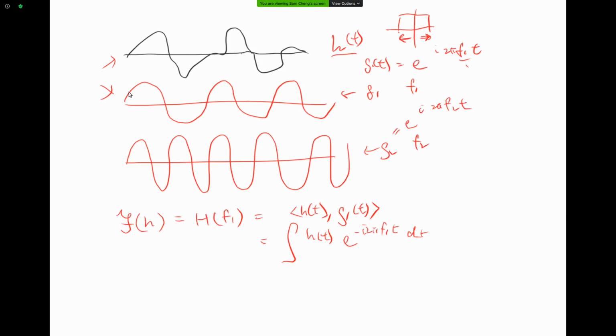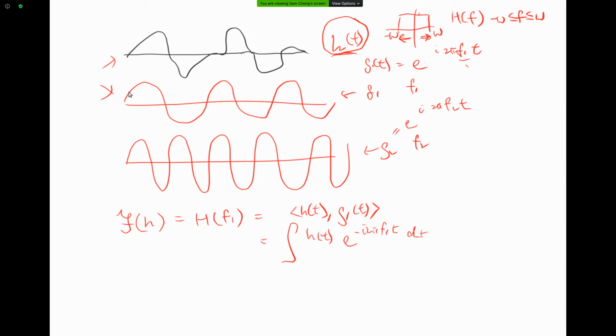If my h(t) is band limited, in the sense that it only has frequencies up to maybe big W here, then as long as I know the frequency components, all this H(f) for f within minus W to W, I'm going to be able to recover this h(t). That's the high level idea here. Basically we have the signal, and we projected it onto these sinusoidal components.